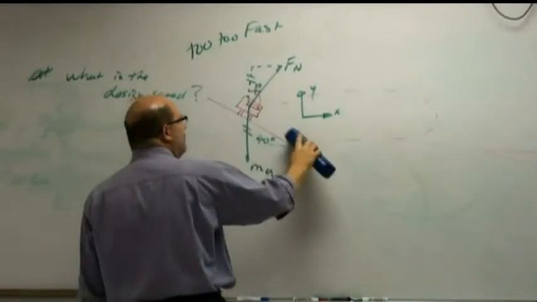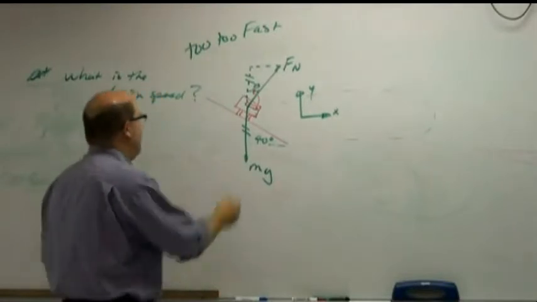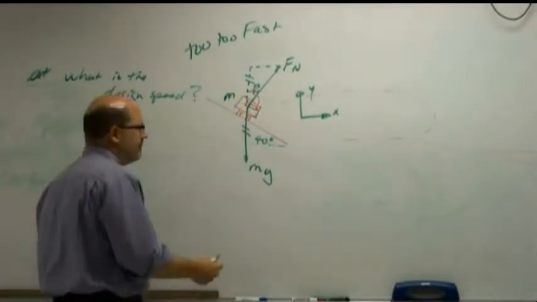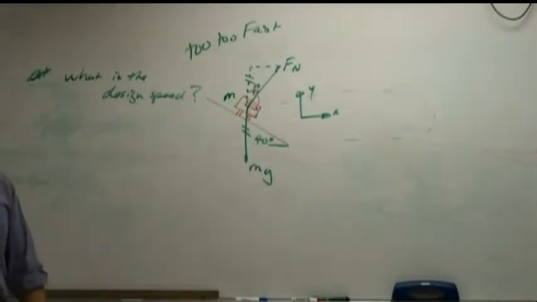So there's no friction, or at least no friction necessary. All I'm giving you is the fact that this has a mass of m, and we have a bank of 40 degrees. And that's it. Okay? All right, so here we go.